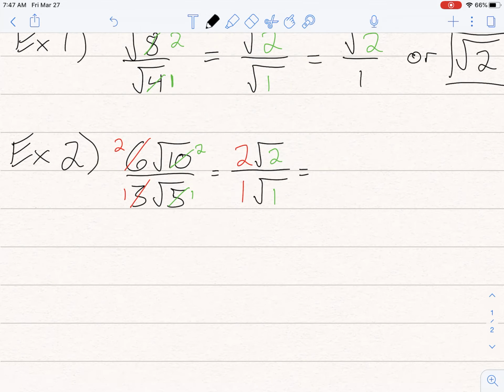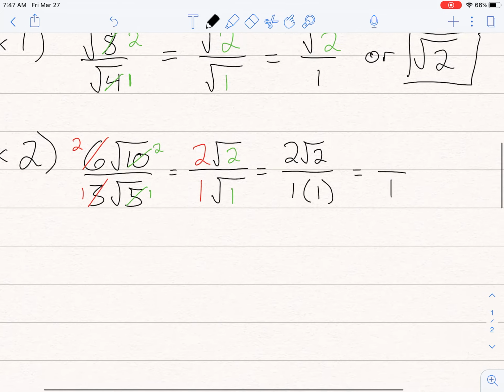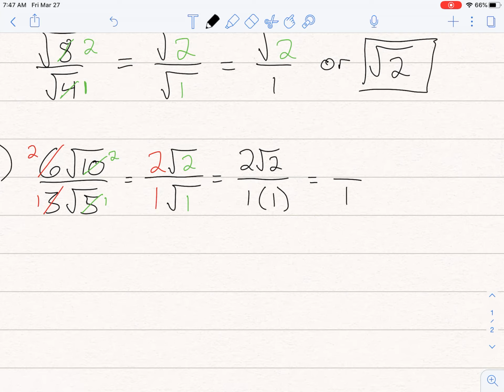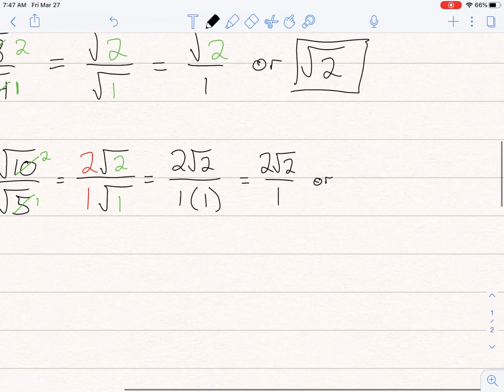But then if we look at simplifying that, that would be 1 times 1, because the square root of 1 is 1, which really is just 1 in the denominator. So that means that it's 2 square root of 2 on top. There's nothing to simplify with either of those. Square root of 2 doesn't simplify. So I get 2 square root of 2 over 1, or just 2 square root of 2.